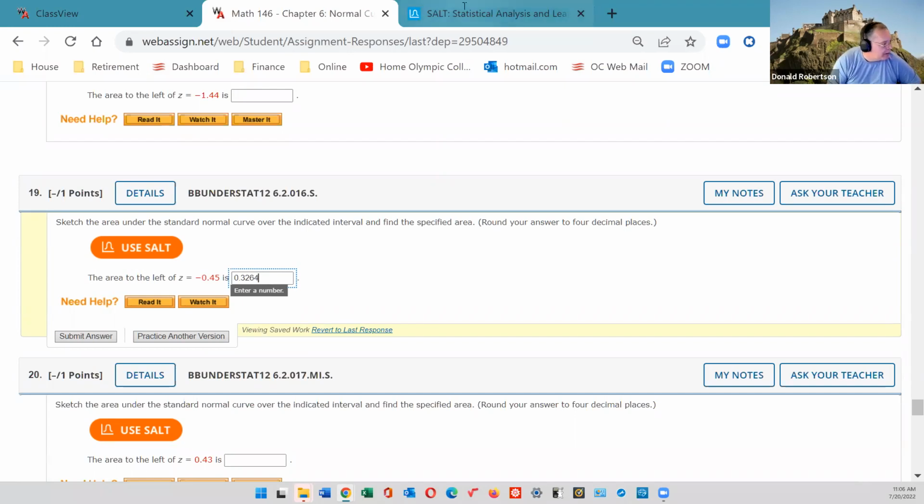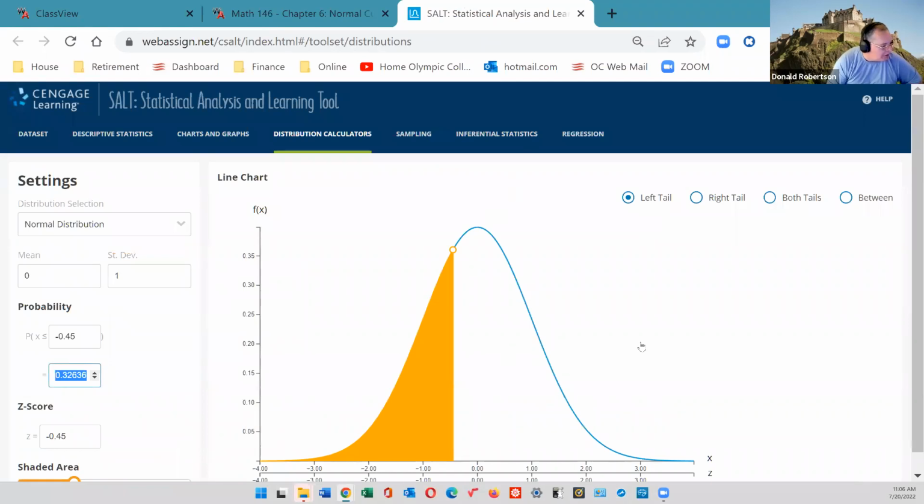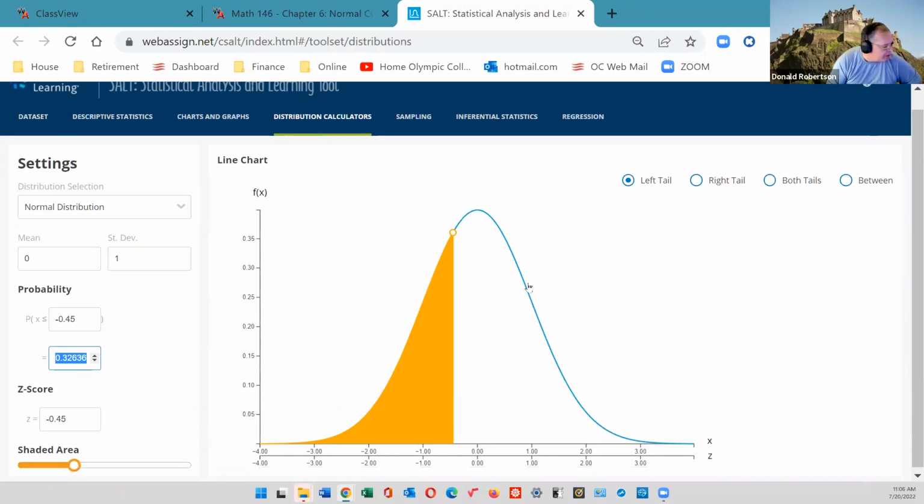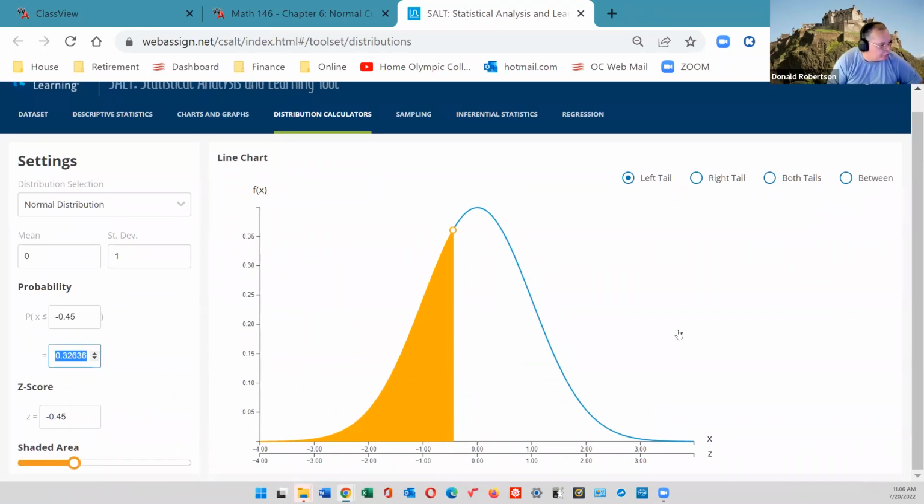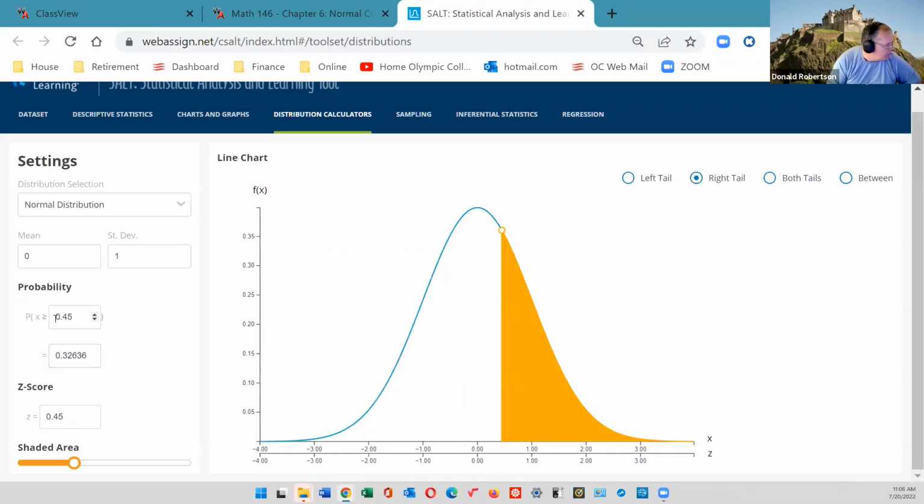So let me go back here. I would like to know what percentage of z-scores are bigger than 2.1. Right-tailed for bigger than 2.1. And the answer is 0.01786.